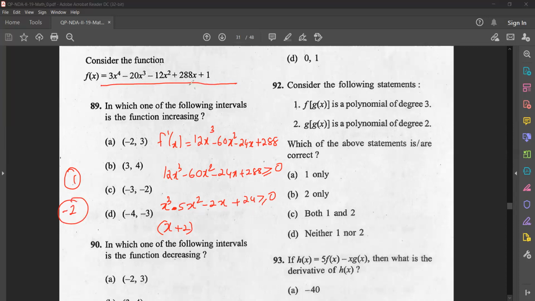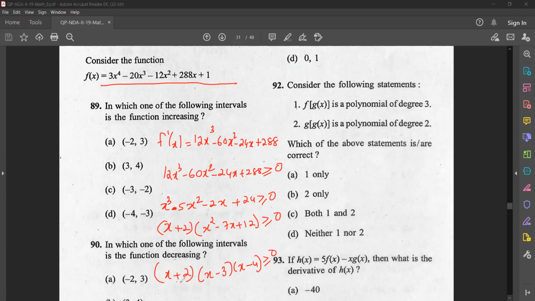That means if minus 2 is a zero, then x plus 2 is a factor. When you divide this function by x plus 2, you will get x square minus 7x plus 12 greater than or equal to 0. Now you have to do middle term splitting on this one. You will get x minus 3, x minus 4 greater than or equal to 0. So the three factors are x plus 2, x minus 3, x minus 4.